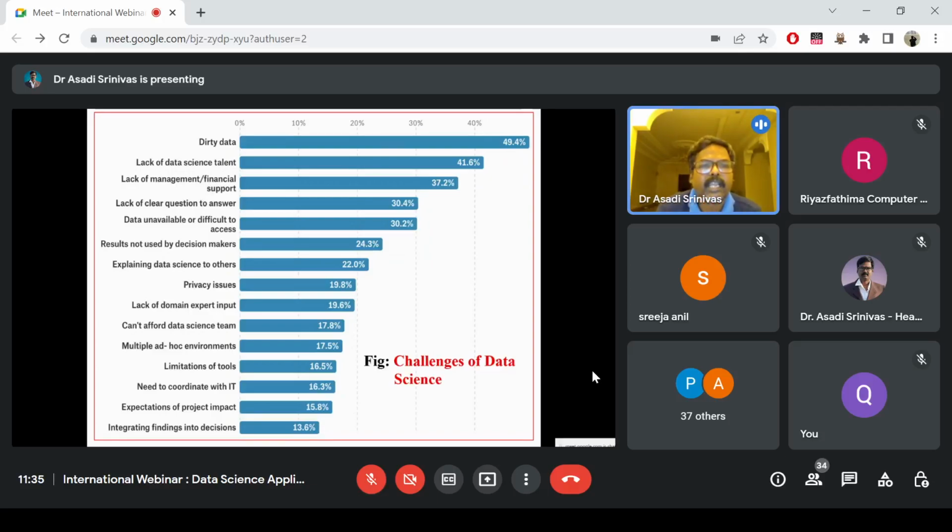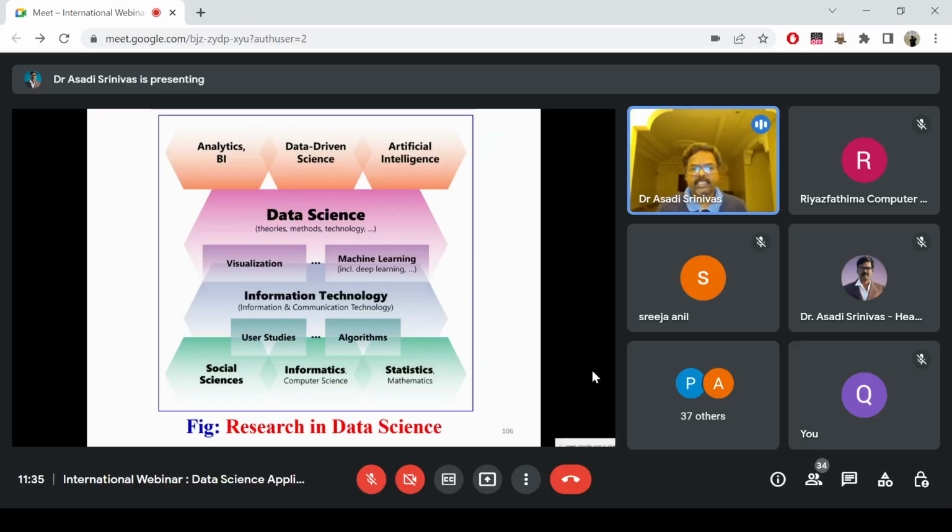So then lack of data science talent, lack of management and financial support, etc. So these are the research areas in data science. You can use them in analytics, business intelligence, data-driven science, artificial intelligence, data science theories, methods, and technology, visualization, machine learning, including deep learning, information technology (which is nothing but information and communication technology), user studies, algorithms, social sciences, informatics, and statistics. These are the research areas in data science.